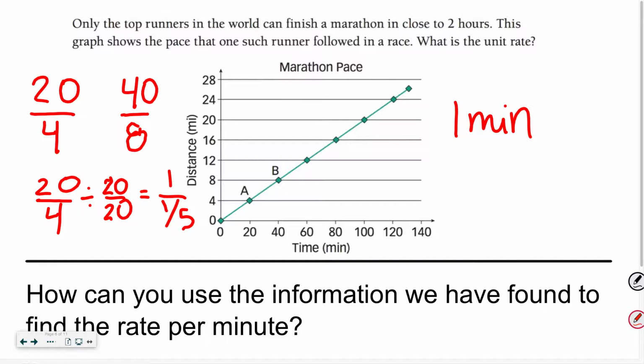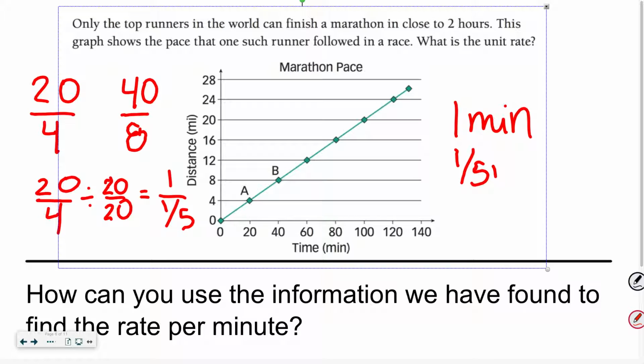what is it? You run 1/5 of a mile. Good. So if we plotted that, it would be somewhere very close to 0, right around here.